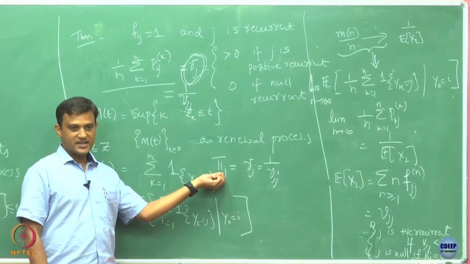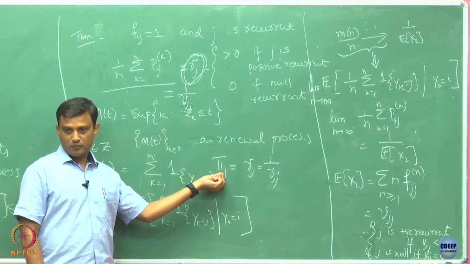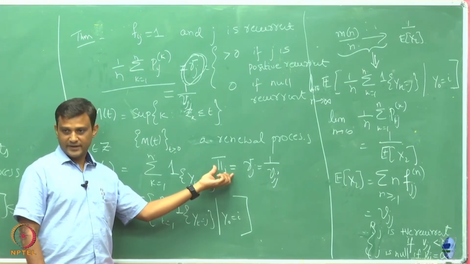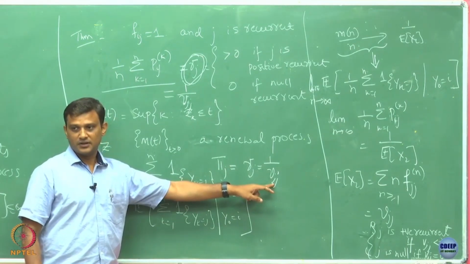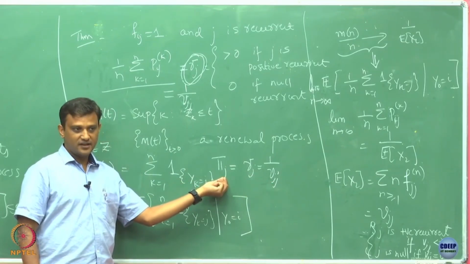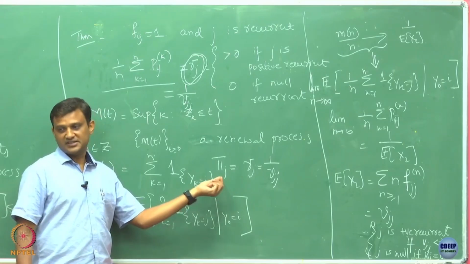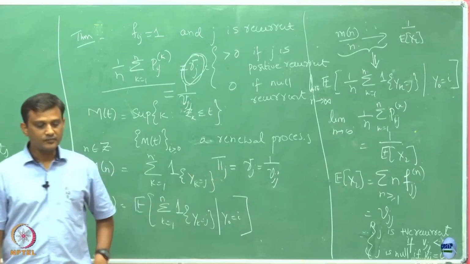Also recall that this pi j is the stationary probability that my Markov chain will be in state j, right. So if this expectation is small, I am going to see my Markov chain in state j for a large fraction of time. That is, the probability of seeing my Markov chain in state j is going to be high.